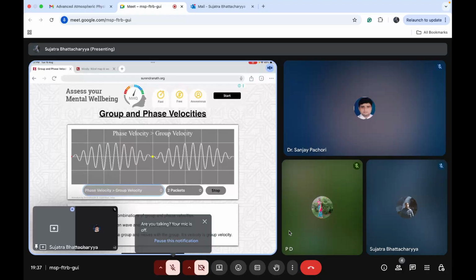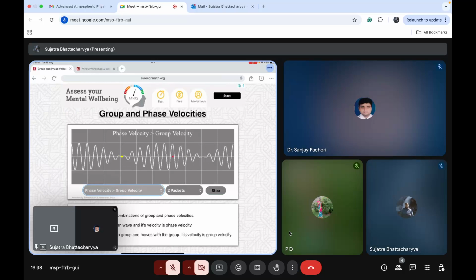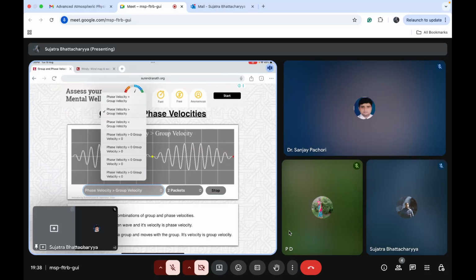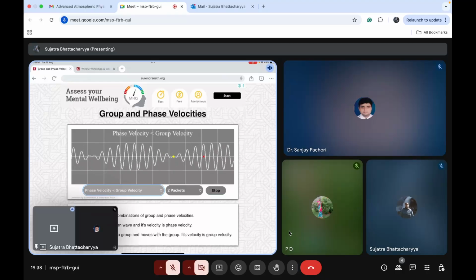Okay. So you can see it here very clearly, right? So this is how it is shown. Next, you can see many things. The phase velocity is less than group velocity. So you can see the yellow dot is traveling much faster than the red dot, which is the phase velocity.